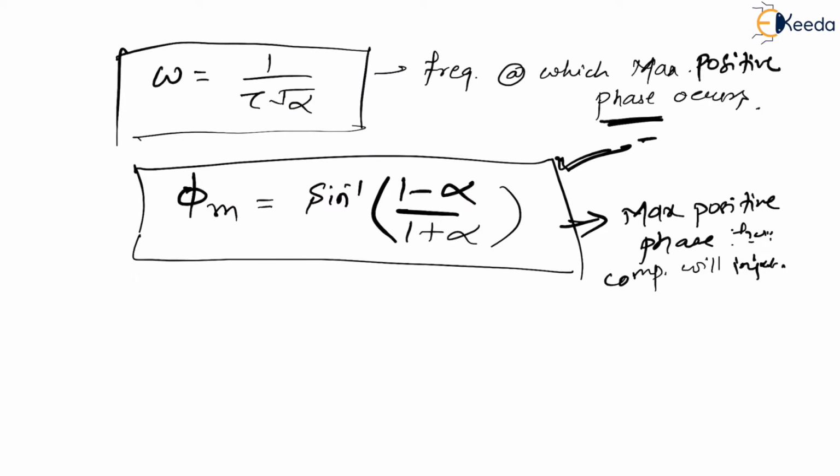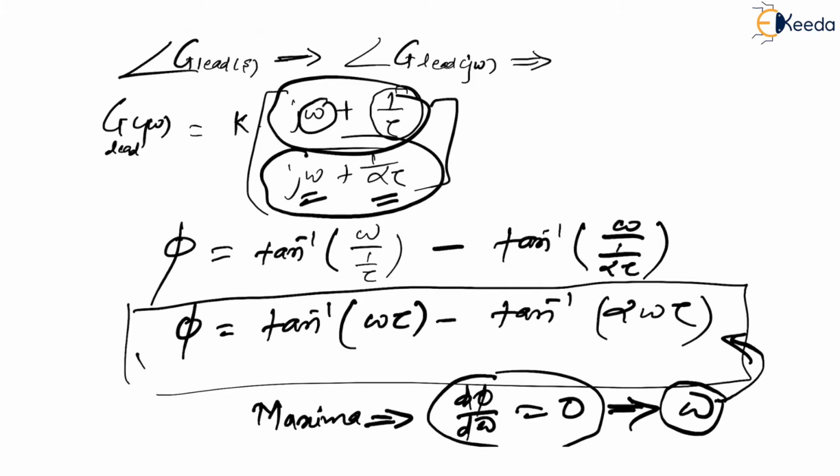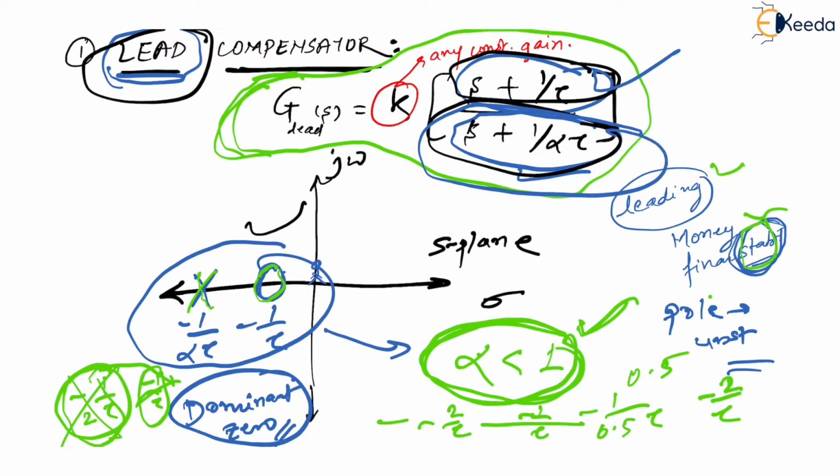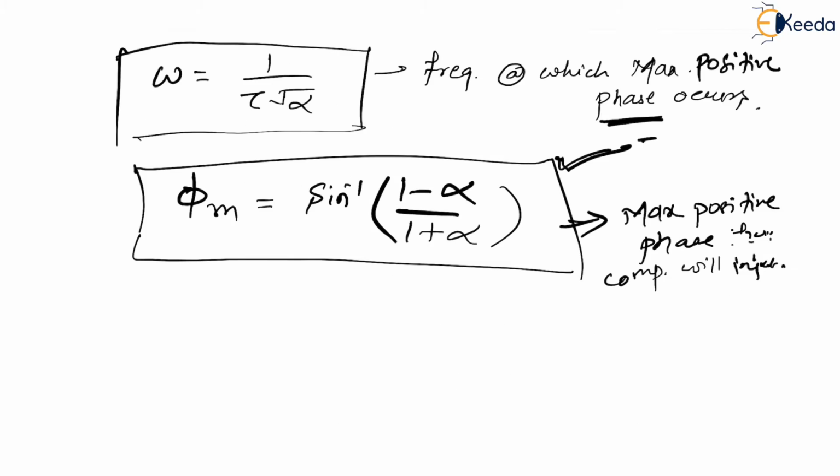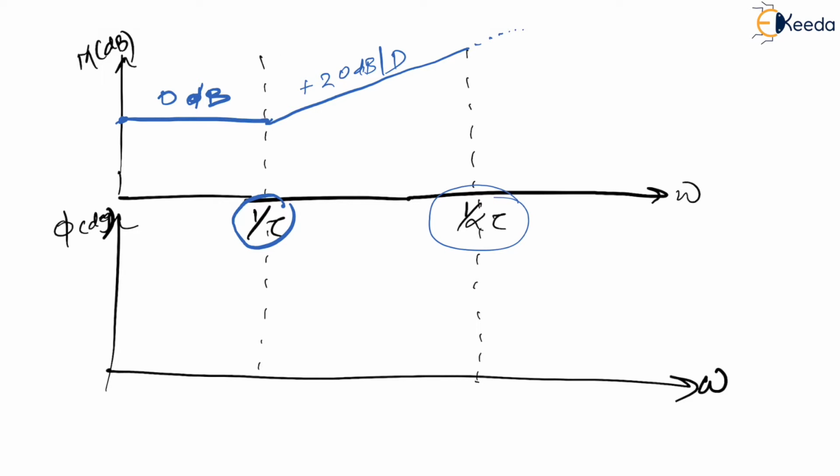What happened at 1 by alpha tau? At 1 by alpha tau you have got a pole, which means this, which would have gone at plus 20 dB per decade slope, now will go at plus 20 dB per decade minus 20 dB per decade, which is 0 dB per decade slope. This will go on and on up to infinity. Is that correct? Yes, deal done.